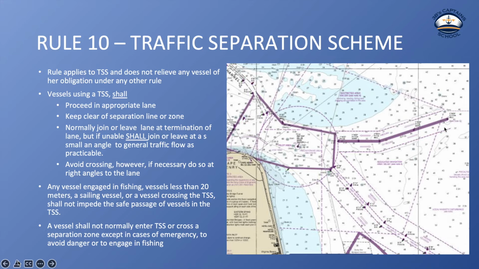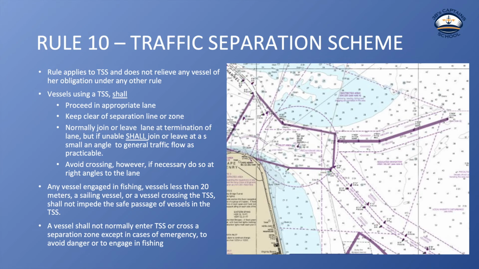The vessels keep clear of the separation zone or line. In this case, there's a zone here. It's magenta colored, it's rectangular shaped. Here's the zone. Normally leave or join at the termination. So what we're talking about there is the lane ends and begins here. So if I'm coming into the Chesapeake Bay, I enter from the entrance here to the inbound lane. If I'm coming outside the Chesapeake Bay, I go outbound and exit at the termination of the lane.